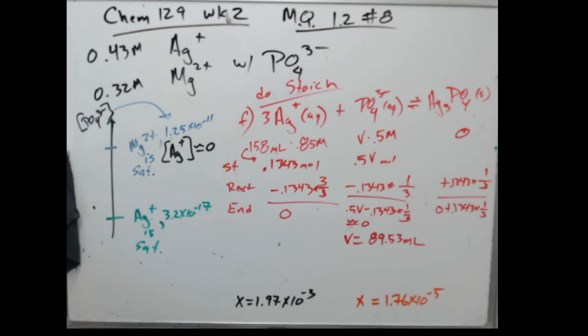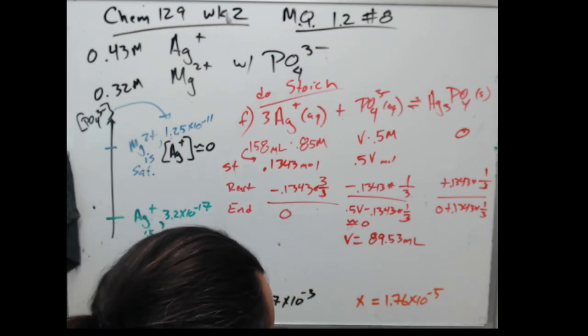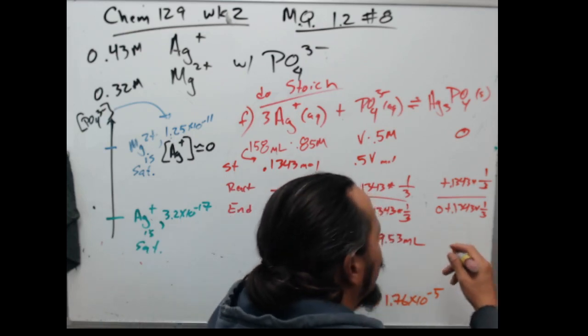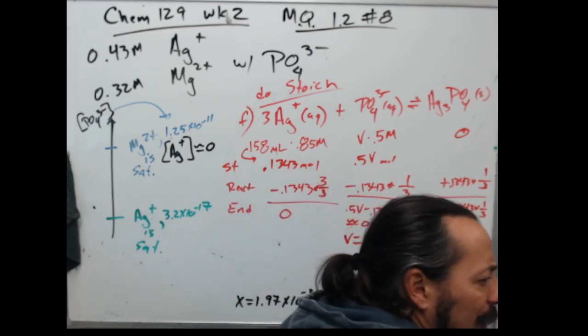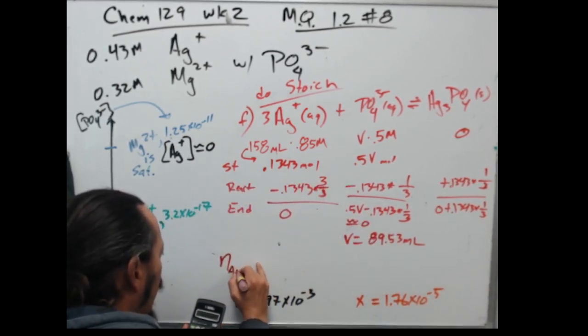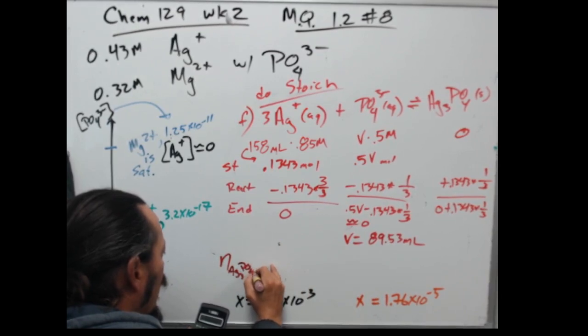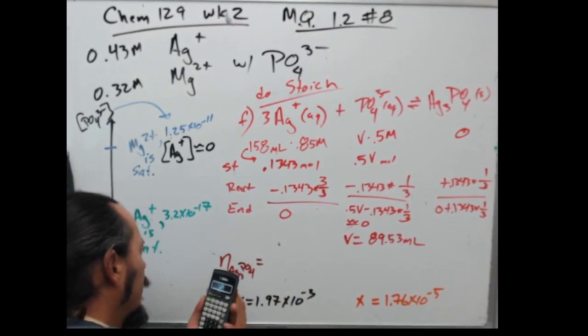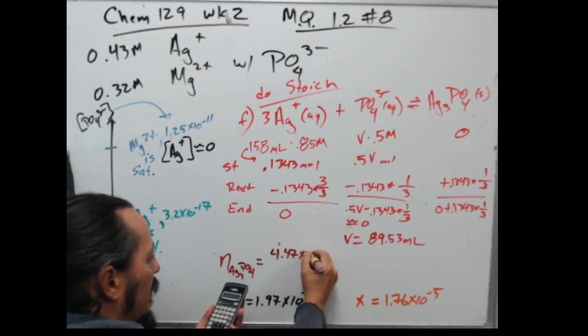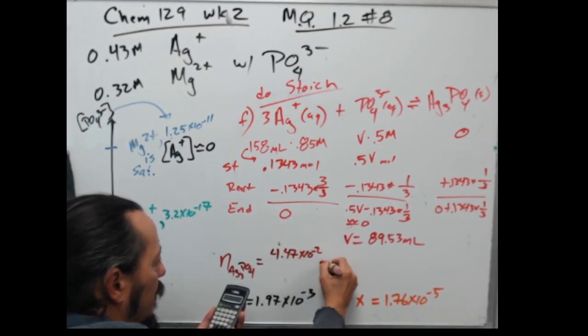Now, here's the last part that's weird, which I don't even know how to fit on the board. The amount of silver that we have made is this number of moles, 0.1343 divided by 3. We have made silver phosphate, not silver. I was distracted by our example earlier. Our moles of Ag3PO4 is equal to 4.47 times 10 to the minus 2 moles.